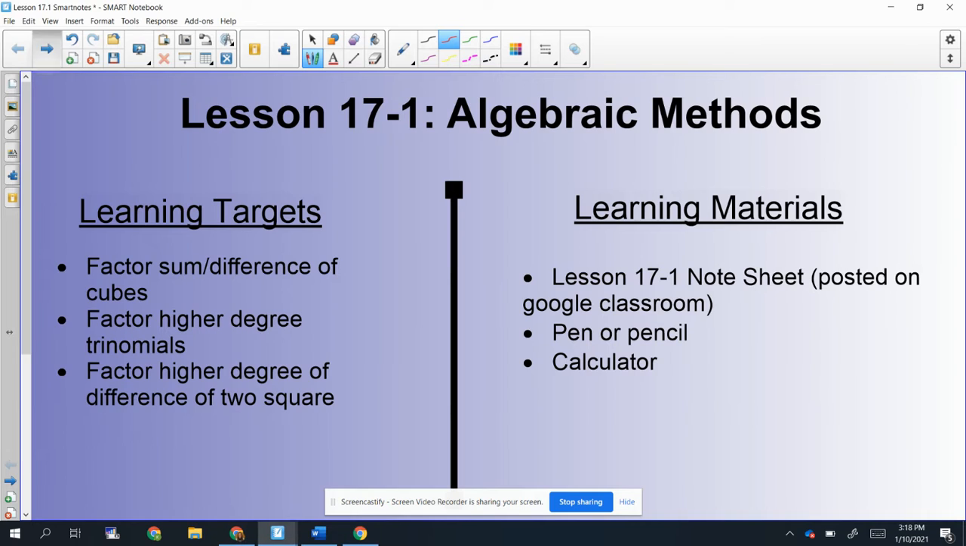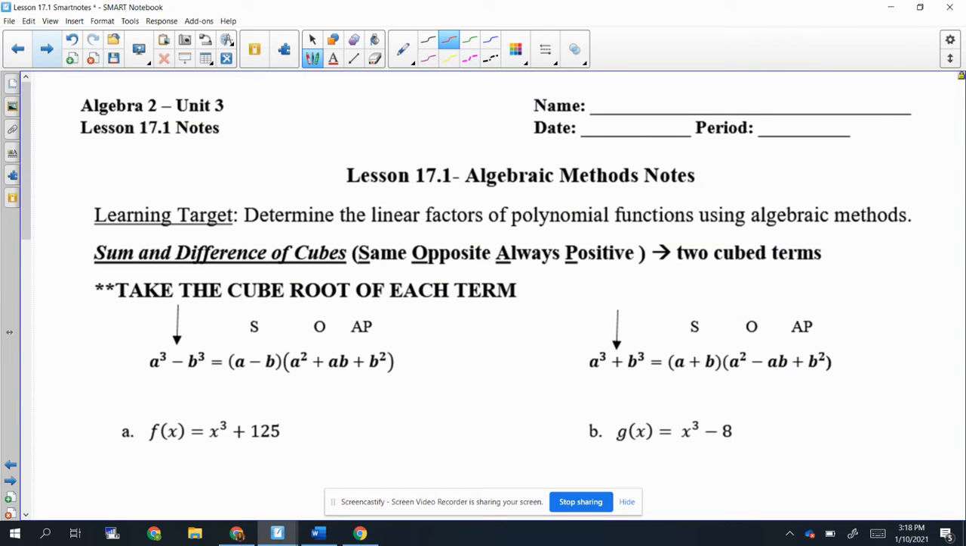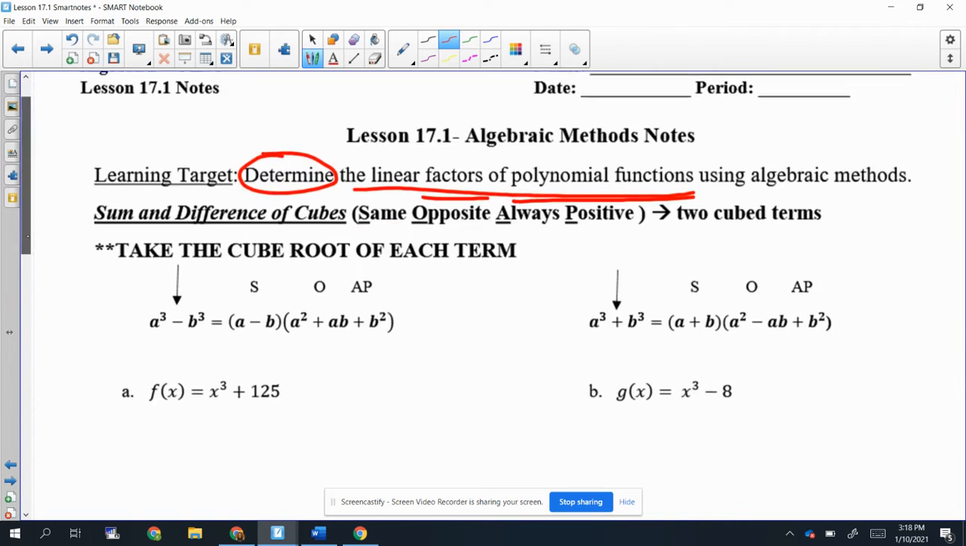Okay. So the learning target for today is that we are going to determine the linear factors of polynomial functions using algebraic methods. So we did a lot of factoring in Unit 2, but it was all quadratic functions. So now we're also going to focus on polynomial functions, so different degree functions.